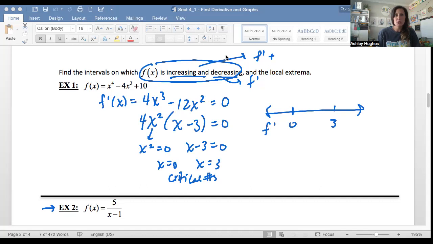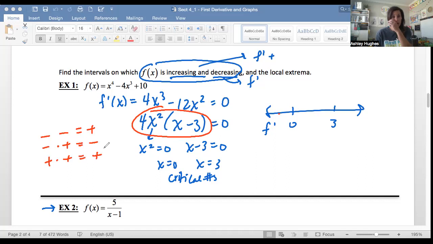And what we're going to do is pick points on these intervals, and we're going to test it into, I like to put it into this factored form of the derivative, because we're trying to figure out the sign of the derivative. And we're just going to use some common sense here. If I have two negatives, that is a positive. If I have a negative times a positive, that is a negative. And if I have a positive times a positive, that is a positive.